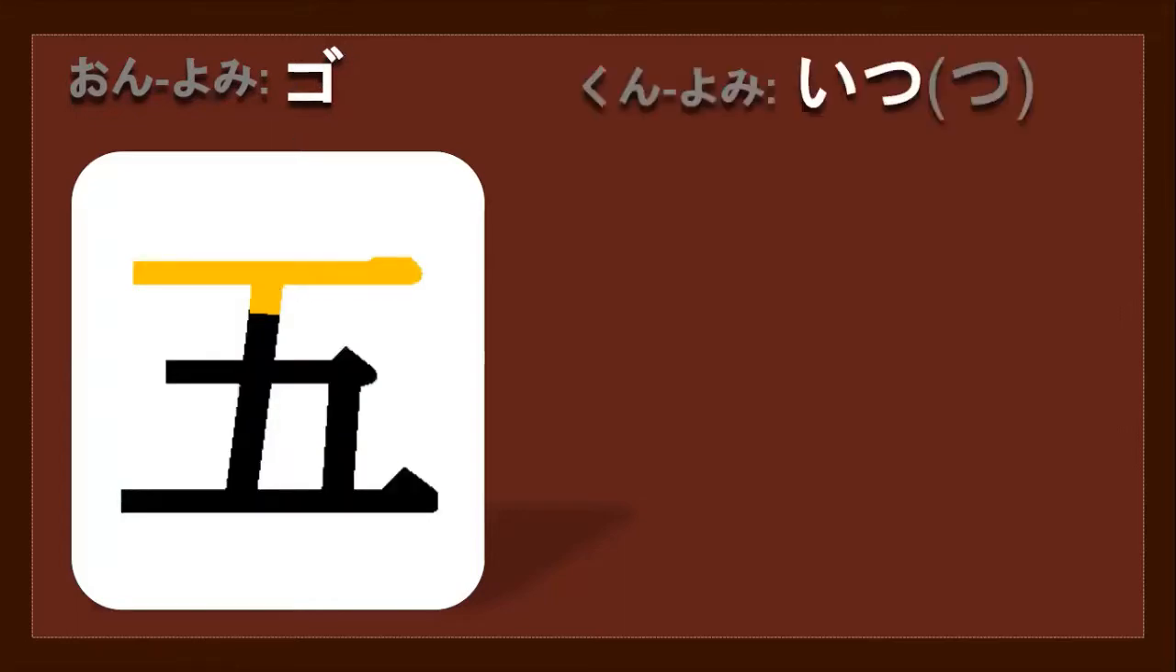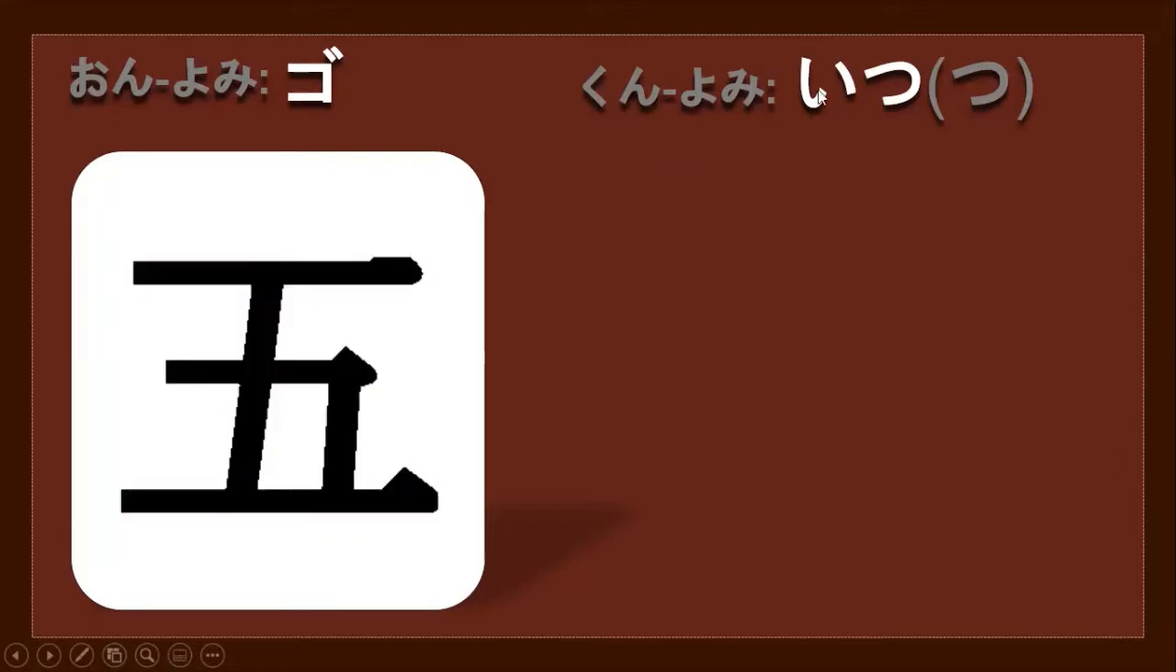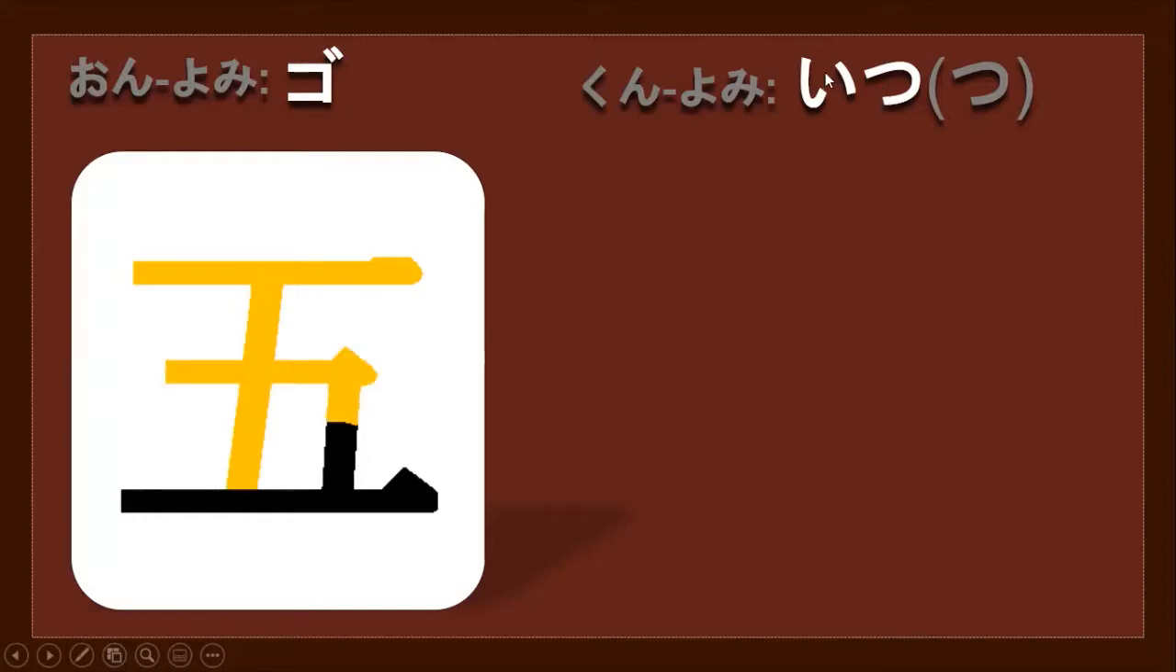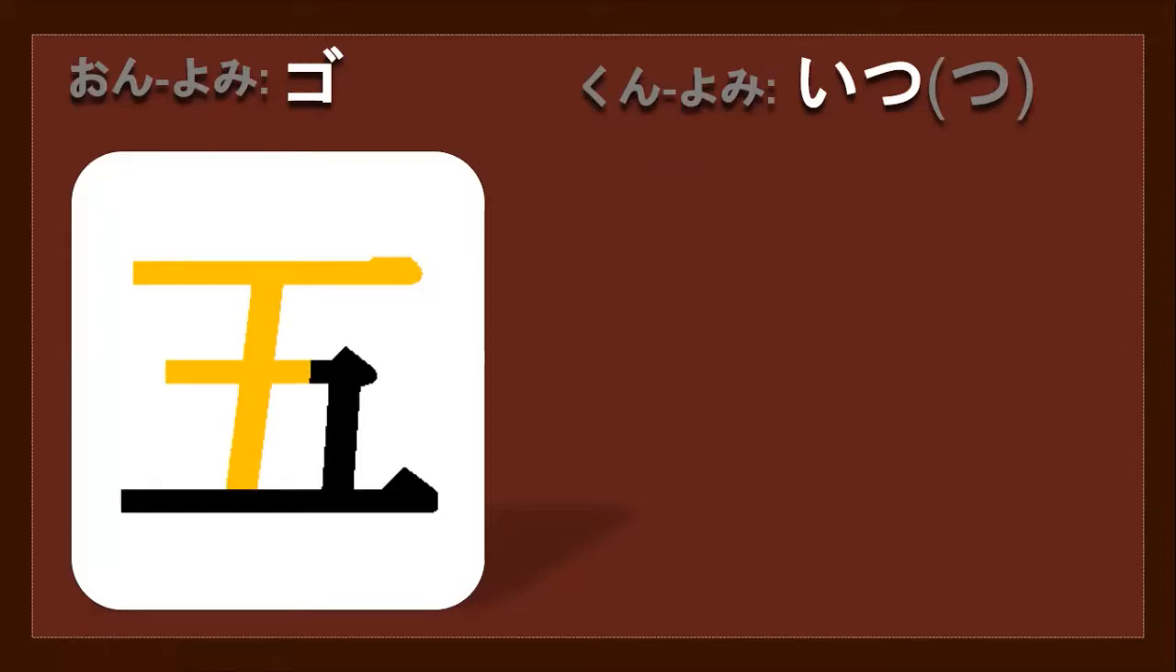Kunyomi is 五つ, itsutsu. So this is very difficult. Yeah. So i and then tsu. This is not a small tsu. This is the big one. So itsutsu. That's how you say it. And later on, we'll upload the pronunciation video. You can practice the pronunciation with it.